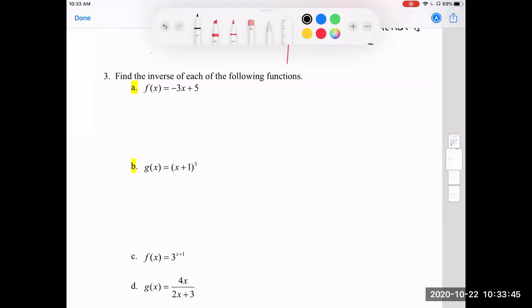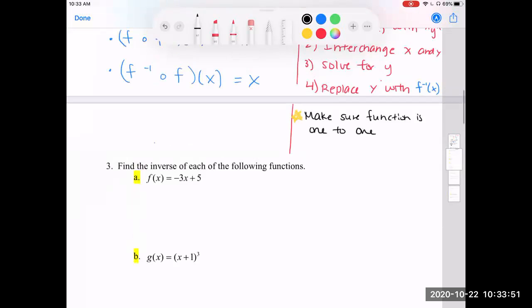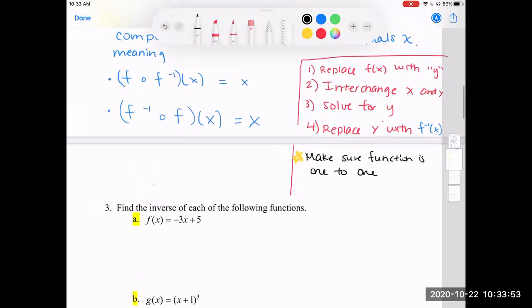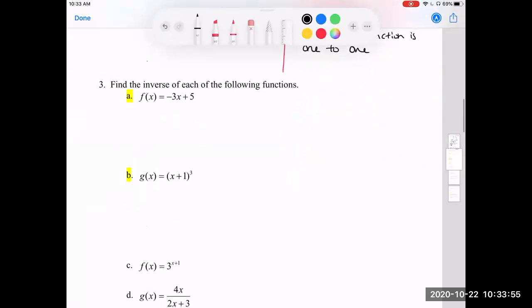So for A and B, yes, they're 1-to-1. So let's go ahead and find their inverse. Our first step is to replace our function notation with y. So we have y is equal to negative 3x plus 5. And then we want to swap our x's and y's so that we have x is equal to negative 3y plus 5.